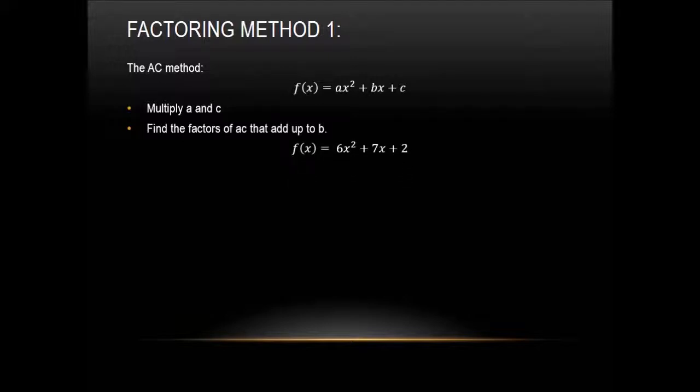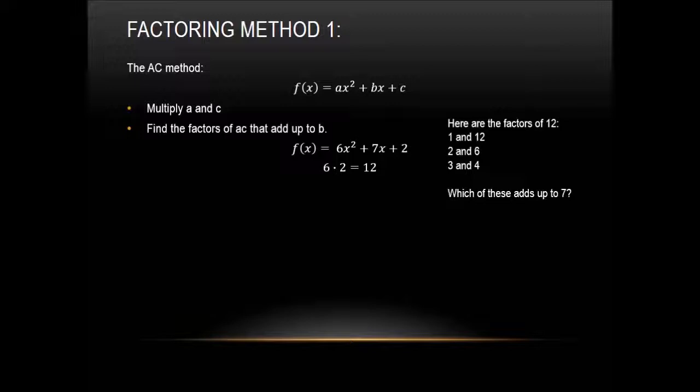Let's take our example, 6x squared plus 7x plus 2. Step 1, multiply a and c, so 6 times 2, which is 12. Now take the factors of 12. Here they are: 1 and 12, 2 and 6, and 3 and 4. Step 2, find the factors that add up to 7. Which of these adds up to 7? You can see here that 3 plus 4 adds up to 7, giving us our factors.